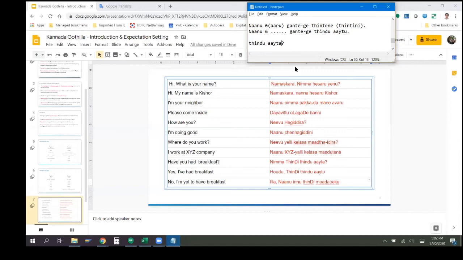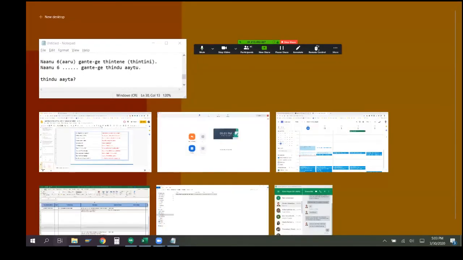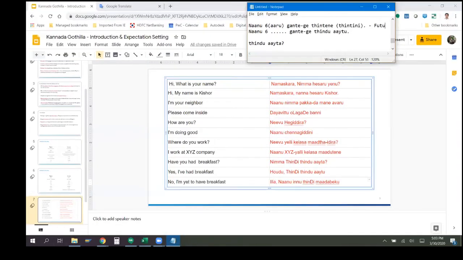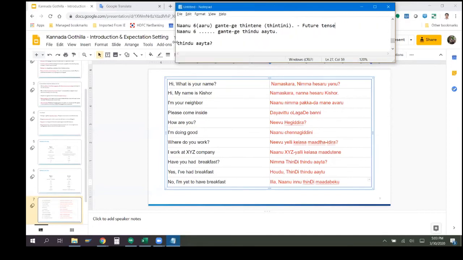So this was past. This was future tense. But Chalchan was about past tense here. Yeah. So I'm done eating at 6. This is I am going to eat at 6. Kishor, for the past tense, we can also say that, yeah, so you can say tindaitu, or you can say.